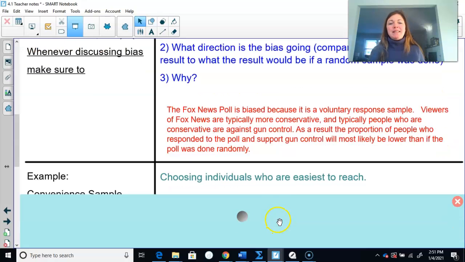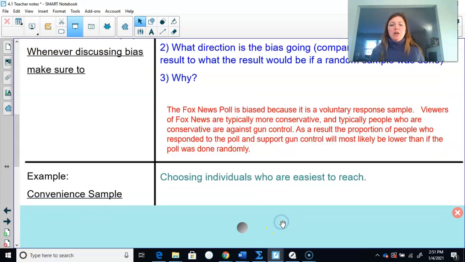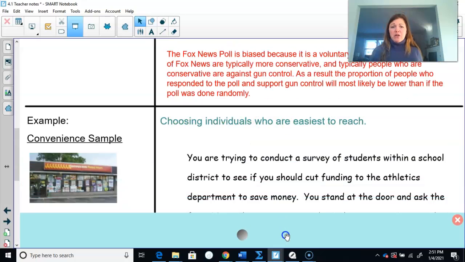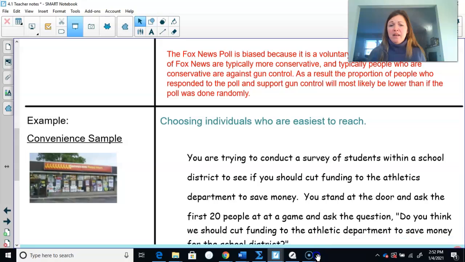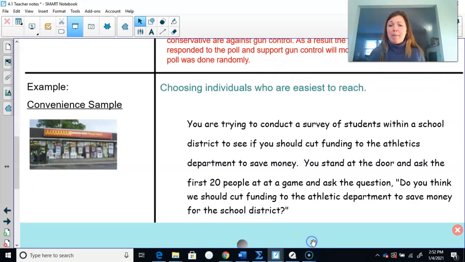Another biased sample is a convenience sample, choosing individuals who are easiest to reach. You talked about this in your breakout rooms. You were trying to conduct a survey of students within a school district to see if you should cut funding to the athletics department to save money. You stand at the door and ask the first 20 people at the game a question: do you think we should cut funding to the athletic department to save money for the school district? How do we think that's biased?